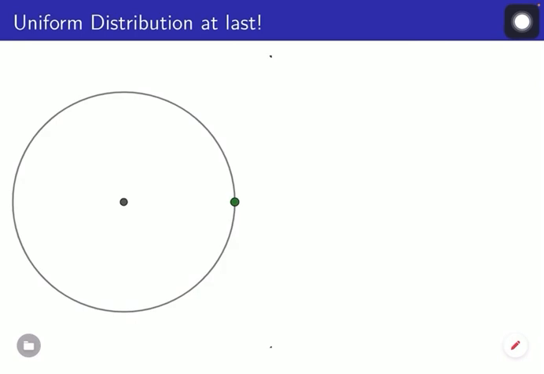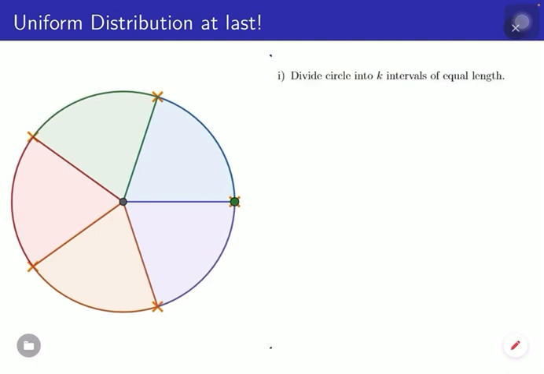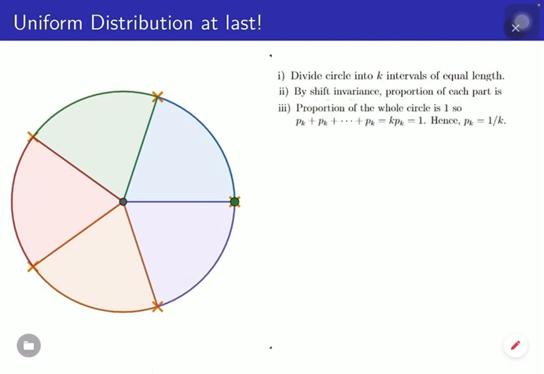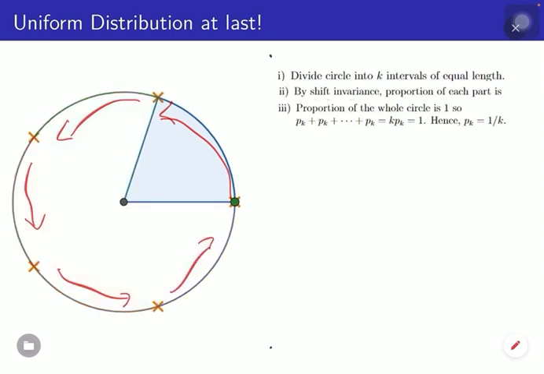But first, take a circle and divide it into k equal parts. Here we have divided it into 5 parts. Each of these parts gives us an interval. Now by shift invariance, the proportion of each part is the same, and the proportions of all of these add up to 1, because the proportion of the entire circle is 1. So if you do some algebra, you get that the proportion of each of these is 1/5, which is their length because the circumference is 1. So the proportion of this is 1/5.